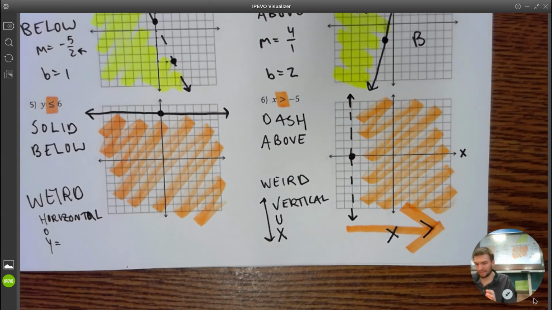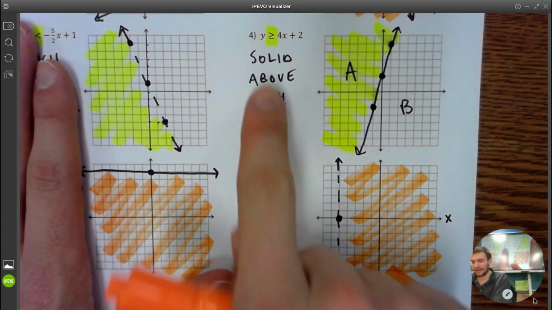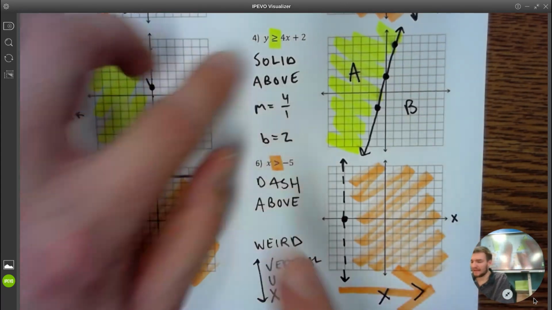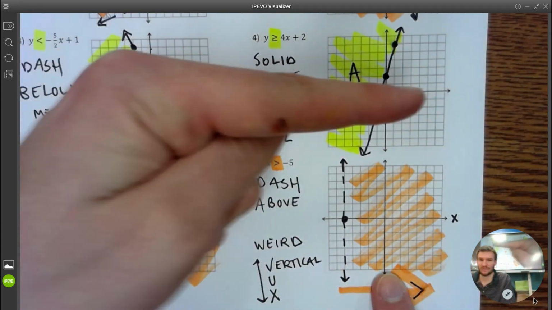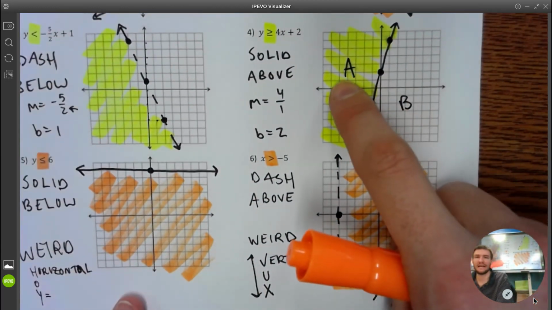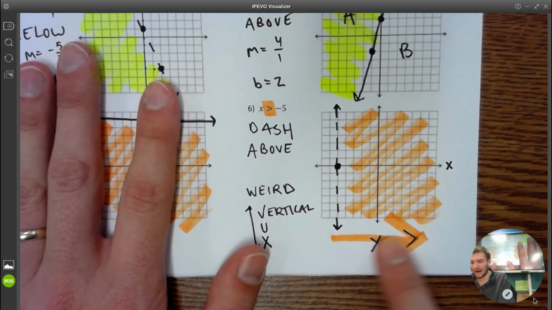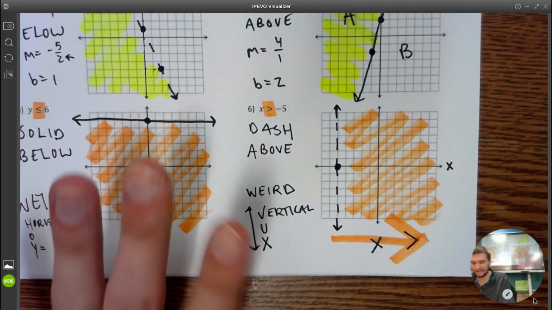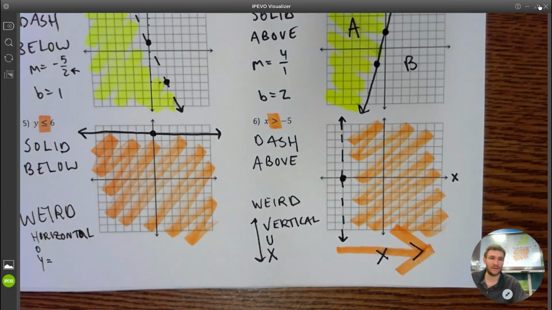But before we finish, we did all the questions. I just want to prove to you, if you look at number 4, it looks like the arrow is pointing this direction, but we didn't shade side B. We shaded side A. So you cannot use this rule if it says y equals, only for the x graphs. All right, that's it. That's the quick little review.